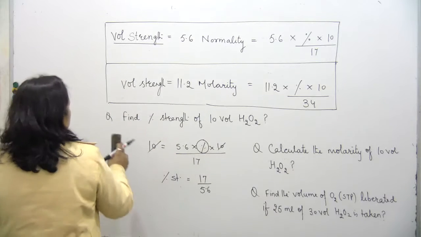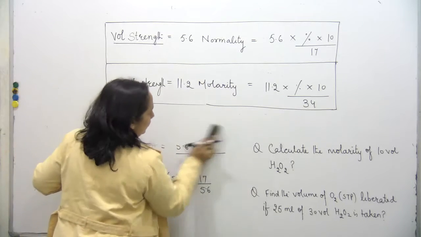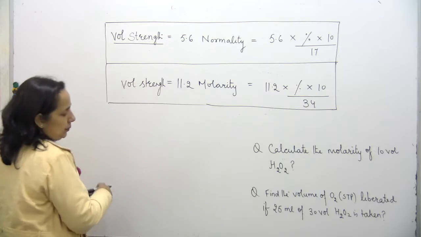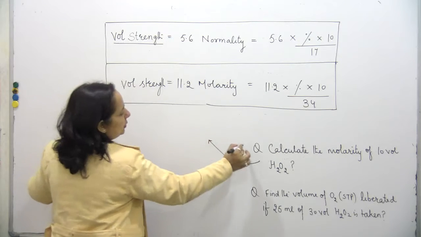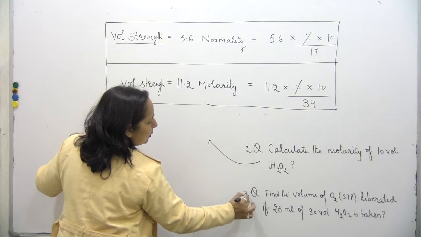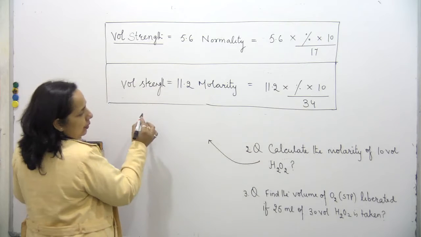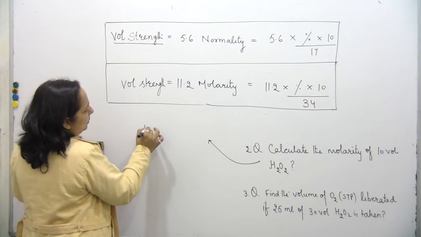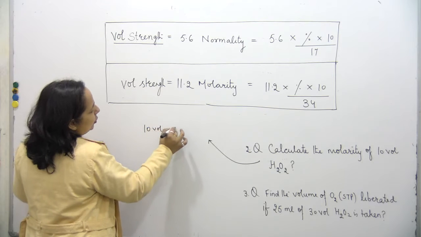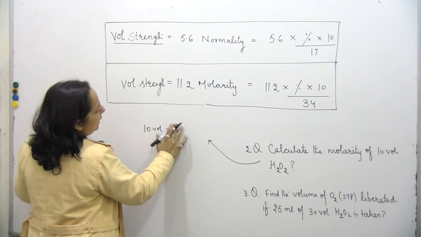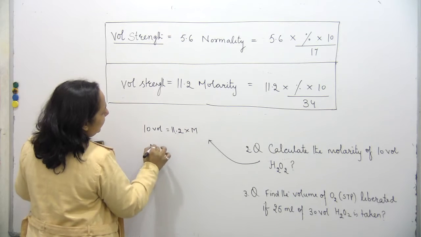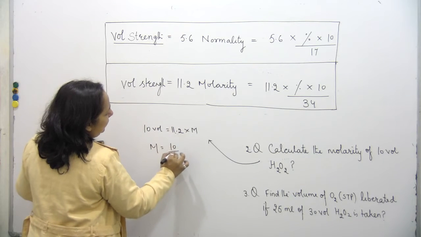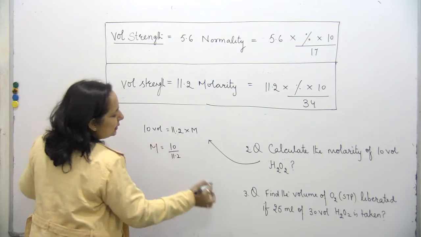Let's solve these questions. Now this question number 2. Ten volume is equal to 11.2 into molarity. The molarity will be 10 upon 11.2. That is the direct answer.